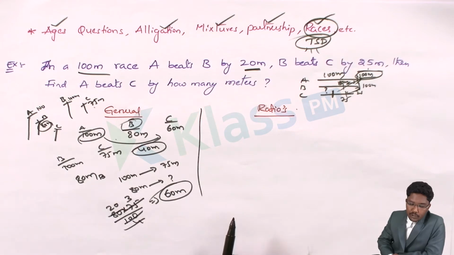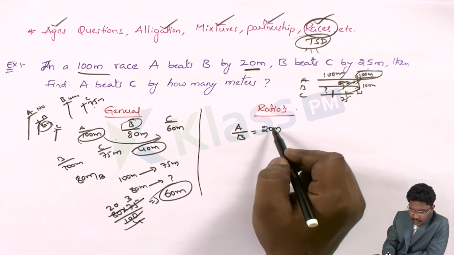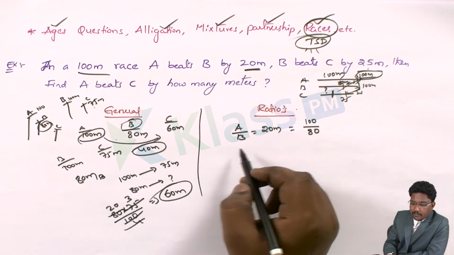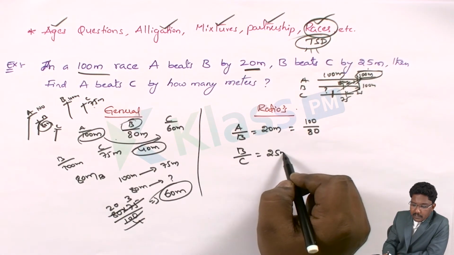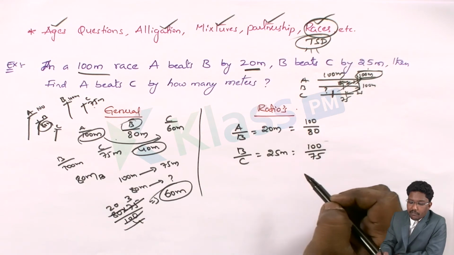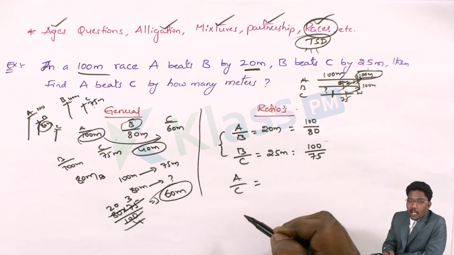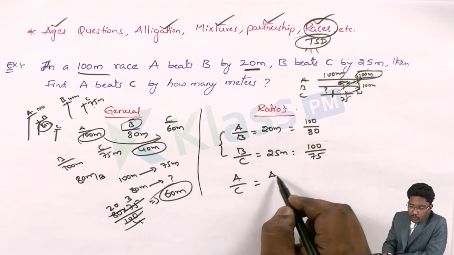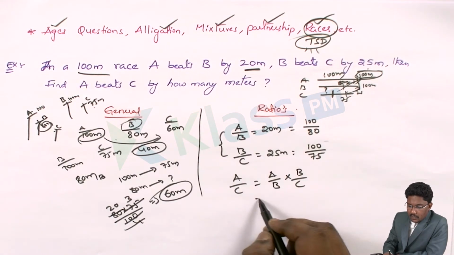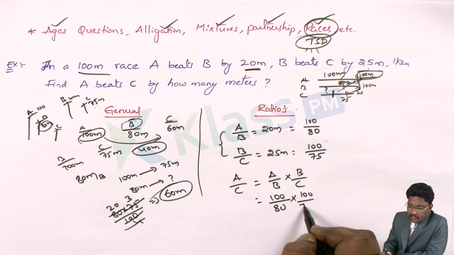Then how can you solve using ratios? A beats B by 20 meters, means I am writing this as A is at 100, B is at 80, difference is 20. When B beats C by 25 meters, means when B is at 100, C is at 75. The difference is 25. In this way, I have these two data, but I want A by C. A beats C by how much? So using the given data, A by B into B by C. If you cancel B, you will get A by C. So A is at 100, B is at 80. B is at 100, C is at 75.